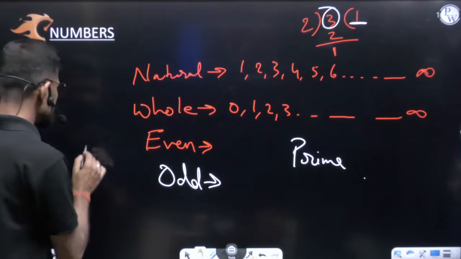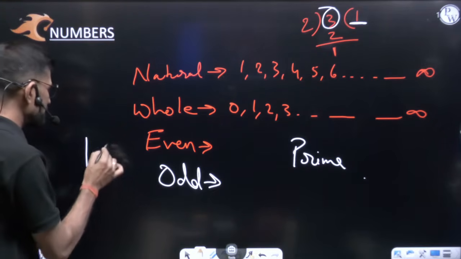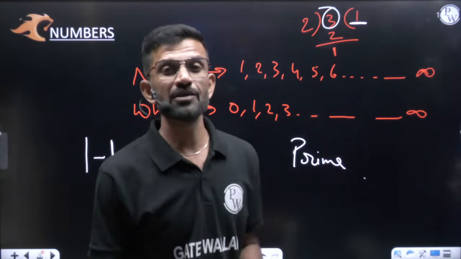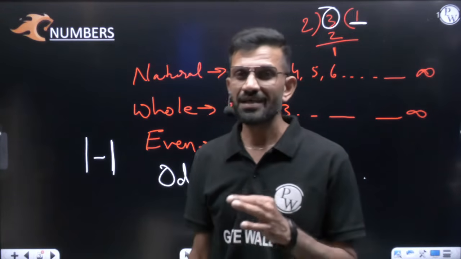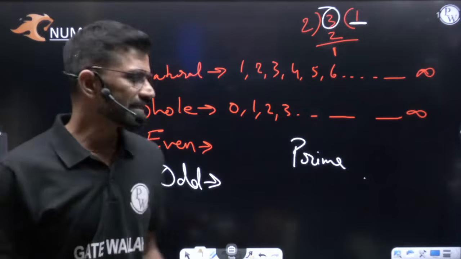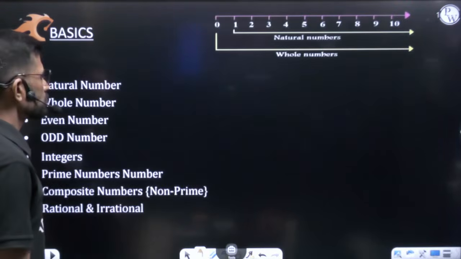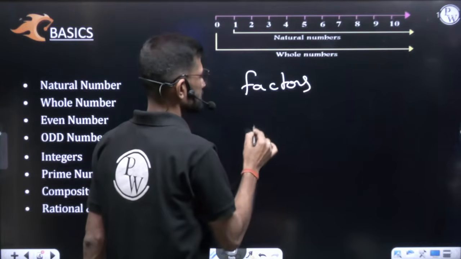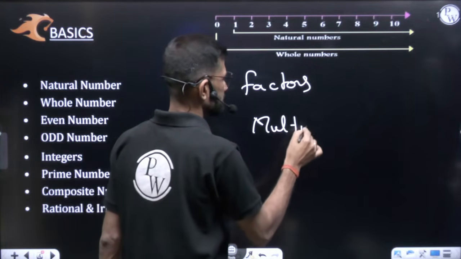In that case, 1 would be a prime number, because 1 is divisible by only 1 and itself. No other number can divide it. So let me tell you, the prime number definition is not this. In order to understand the definition of a prime number, we should understand these two words: factors and multiples.